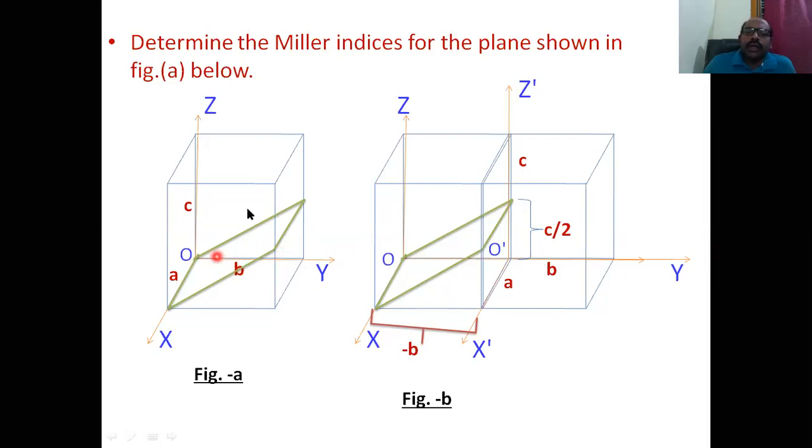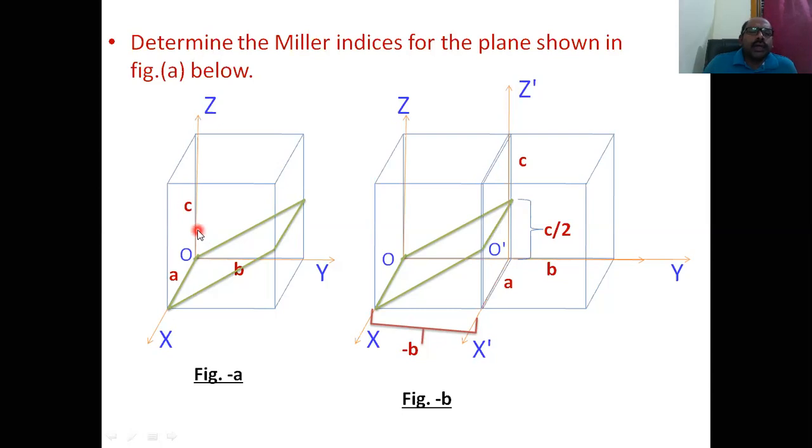Okay, by doing any one of these, we can easily identify the intercepts. As it is on the x-axis, it is difficult to identify whether it is intersecting the x-axis or not, and whether it is intersecting the z-axis. So according to this figure, it is intersecting at 0. Whenever we try to find out the Miller indices, the first step is identification of intercepts.